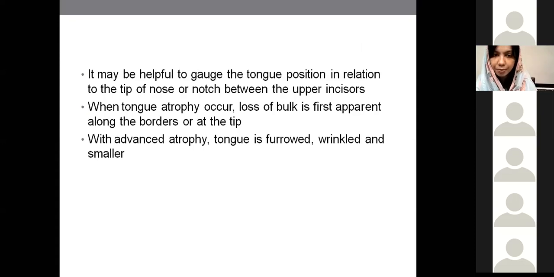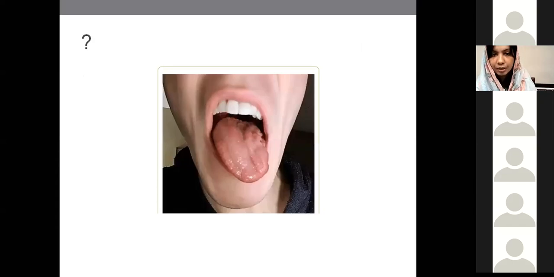It may be helpful to gauge the tongue position in relation to the tip of the nose or notch between the upper incisors. When tongue atrophy occurs, loss of bulk is first apparent along the borders or at the tip. With advanced atrophy, the tongue is furrowed, wrinkled, and smaller. Here is a diagrammatic representation of the tongue deviation towards the left side. The tongue is atrophic, furrowed, right?